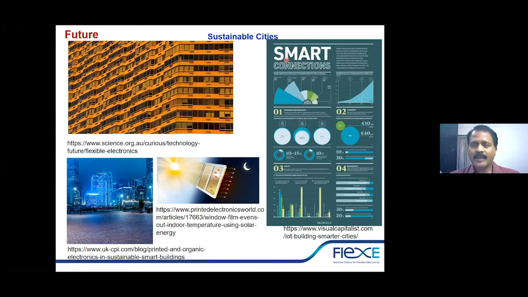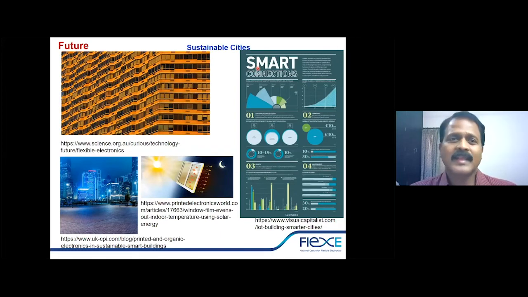Another area where flexible electronics has huge potential to play is the IoT, the Internet of Things, because that requires a large number of sensors, and flexible electronics has the capability of providing a large number of various kinds of sensors. And this can be used for management of cities, for example, for emergency services, transport, health, environment, and many more.